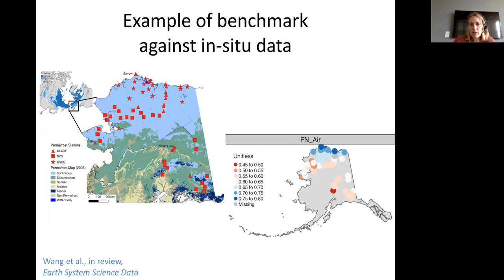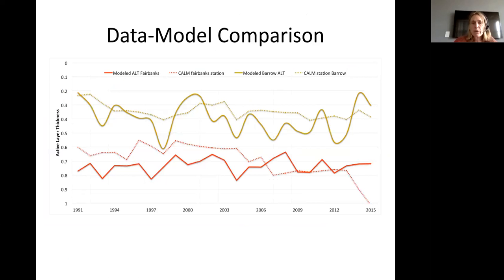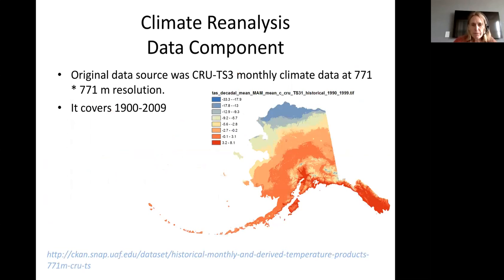But we found in this specific permafrost project that it's been useful because you can benchmark data against in situ data better if you upload the in situ data, or you can do model to data comparisons. Here we're looking at active layer thicknesses modeled in bold lines, and then from station data in the dotted lines.